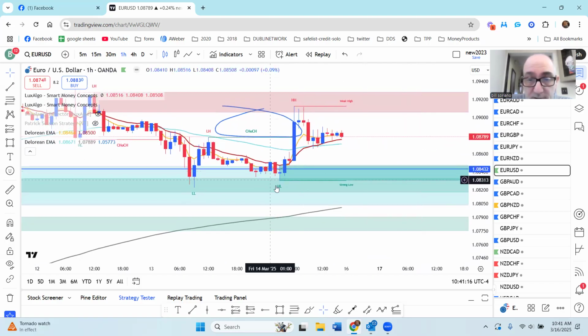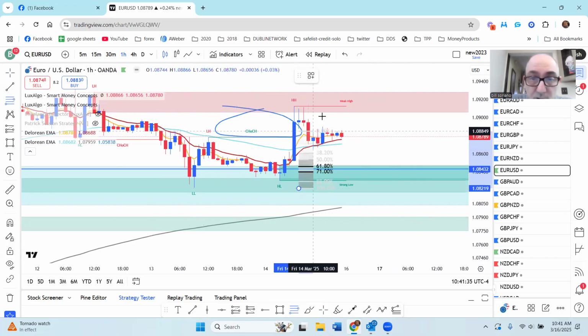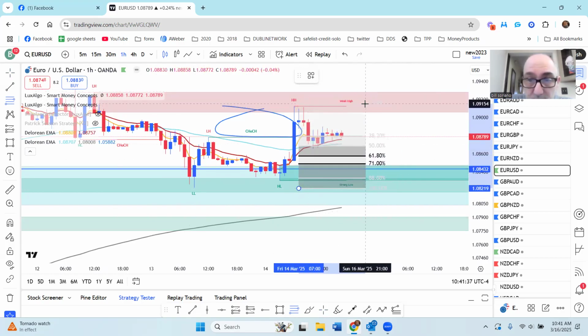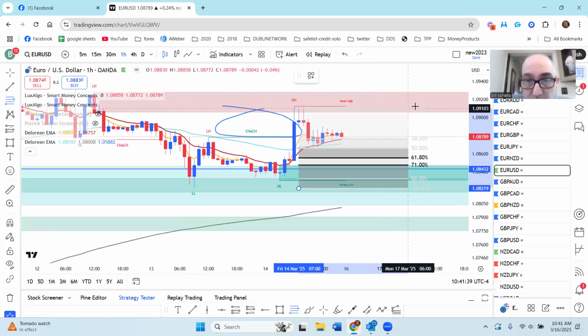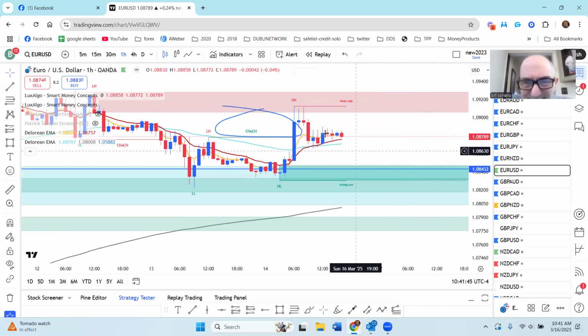Right, we're going to take our fib tool out. We're going to do a fib retracement, and we're going to draw it from this low here to this high. Now, actually, because this didn't make a new high, we're going to use this low down here. So we're going to draw our fib from there right up to there. I'm going to put a black line there so I can see that.